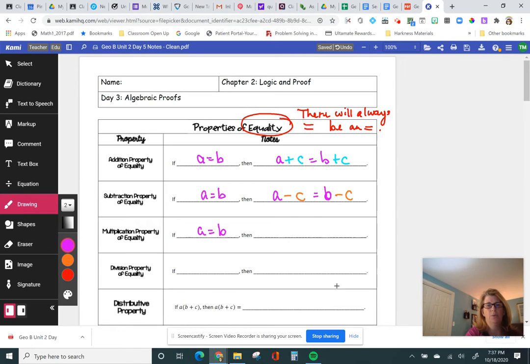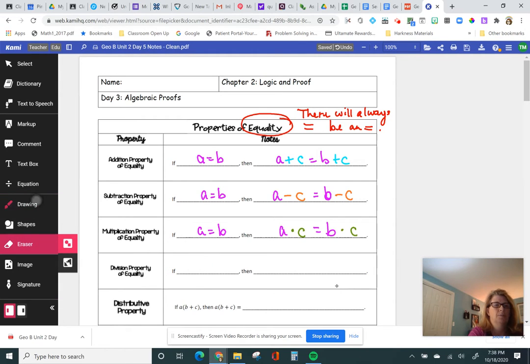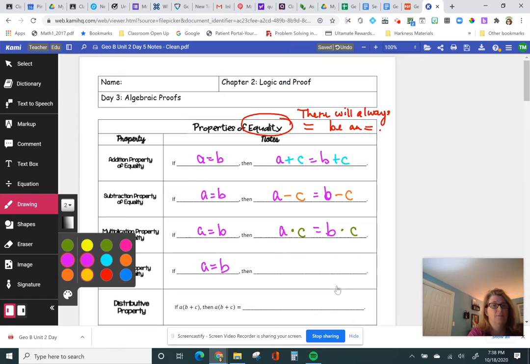We start with our friends A equals B. Let's say we wanted to multiply both sides. So A times C is going to be equal to B times C. If I multiply both sides by the same number, it should stay equal to each other. And we also have the division property. If I start with two numbers that are equal to each other, A equals B, and I divide both sides by the same number, it should stay equal to each other. So that would be A divided by C is going to be equal to B divided by C.